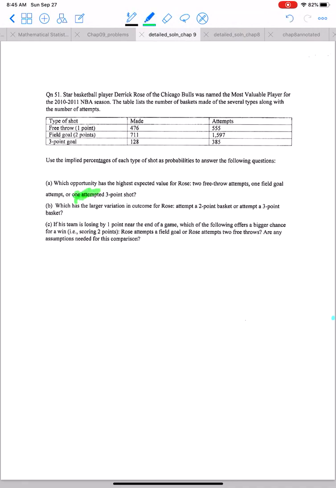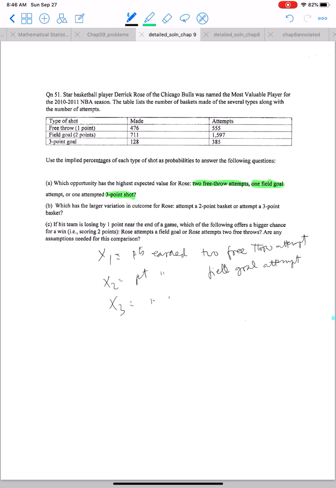So in this question we have a straightforward application of what we have learnt. Here we have three random variables, which are the points earned in 2 free throw attempts, points earned in 1 field goal attempt, and points earned in a 3-point shot attempt. So x1 is the points earned in a 2 free throw attempt, x2 is the points earned in a field goal attempt, and x3 is the points earned in a 3-point shot.